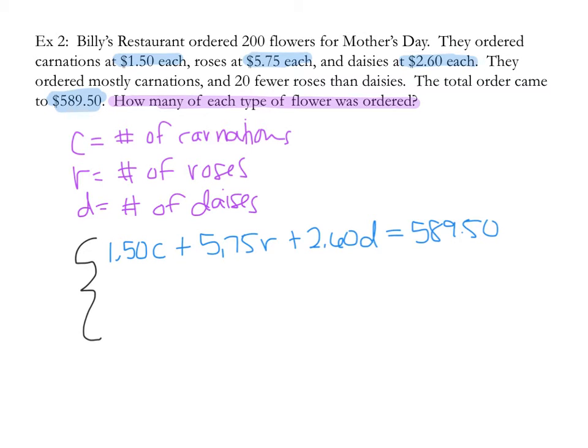That's fine. Another easy number to deal with is the total number of flowers up here. So we know that they ordered 200 flowers altogether. That's going to tell me that C plus R plus D, all of the flowers added together, has to equal 200. That's our total number.